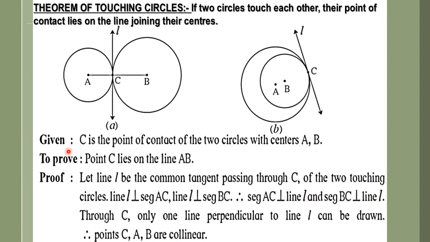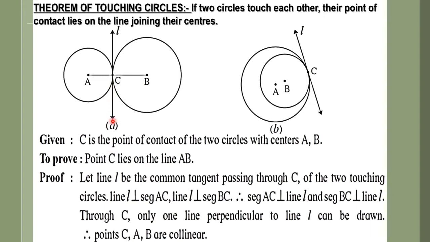So before starting, what is given? Given: C is the point of contact of the two circles with centers A, B. To prove: point C lies on the line AB. That is what we need to prove. The proof starts here. The line L. Now if you see, in both cases line L is the common tangent. Correct? C is the point of contact and line L is the common tangent.